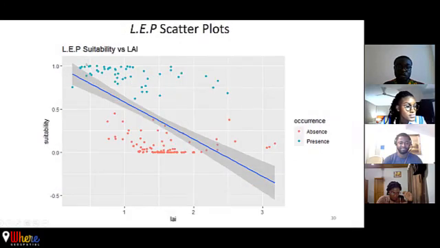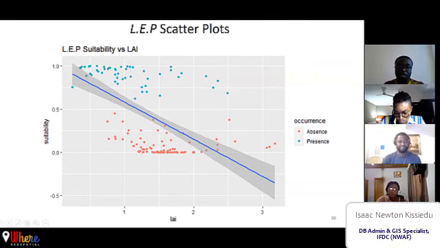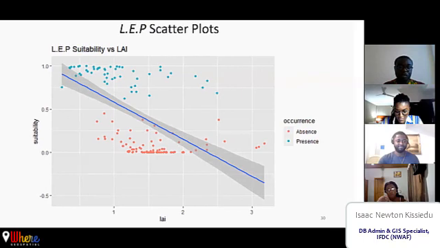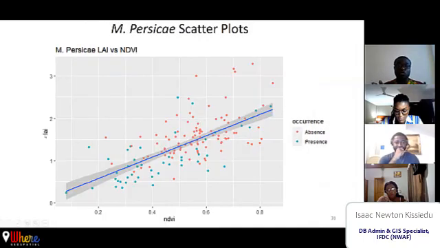Comparing that to leaf area index as well, we have a negative relationship between the suitability and leaf area index. Like I said, where you have more presence of the insects on the leaves, the leaf area is distorted and damaged and all sorts of things occur. So the leaf area reduces there, and that also has a negative impact on the growth rate of the crop. The same thing would apply to M-Pesica.